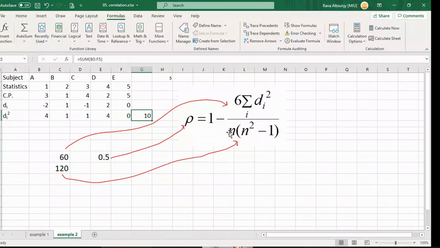Then we have n, the number of observations. How many observations do we have? We have 5 students, so 5 observations. What is the top part? 60, which is 6 multiplied by 5, where 5 is the sum of di squared. The bottom part is n multiplied by n squared minus 1. N is 5, so 5 multiplied by 5 squared minus 1. So rho is 0.5. Is it a positive or negative correlation?